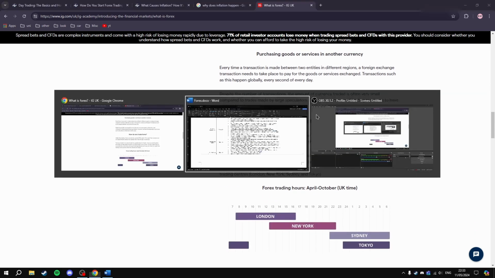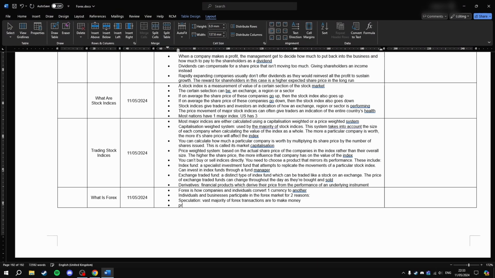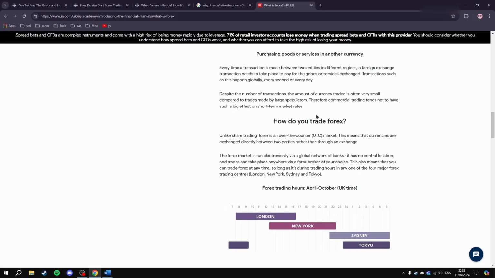Purchasing goods or services in another currency. Every time a transaction is made between two entities in different regions, a foreign exchange transaction needs to take place to pay for the goods or services exchanged. Transactions such as this happen globally every second of every day. Despite the number of transactions, the amount of currency traded is often very small compared to trades made by large speculators. Therefore, commercial trading tends to not have such a big effect on short-term market rates.